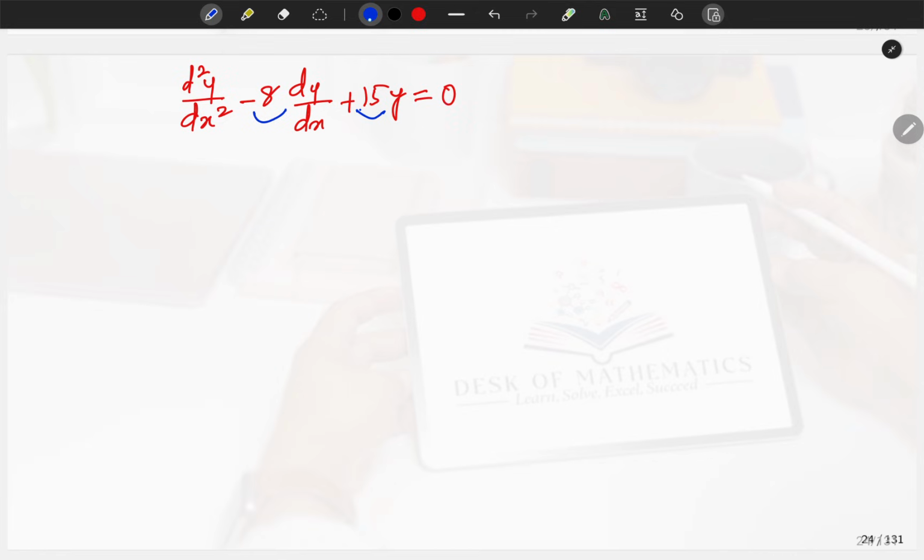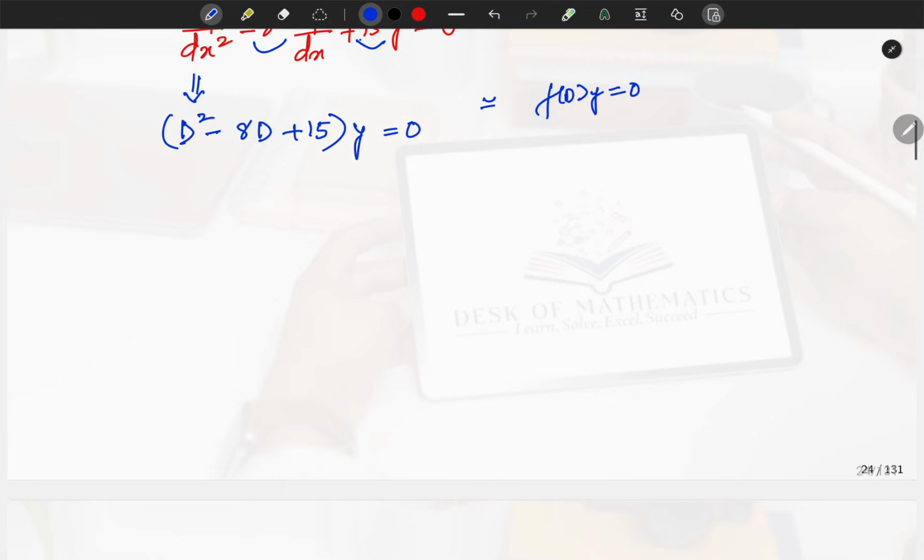In the complementary function, we first symbolize it as D square minus 8D plus 15, applied to y is equal to 0. So this is in the form f of D y is equal to 0. Now find the auxiliary equation. The auxiliary equation will be m square minus 8m plus 15 is equal to 0. It is a quadratic equation, and you can find the solution by the quadratic formula: minus b plus minus root of b square minus 4ac gives the value of m.